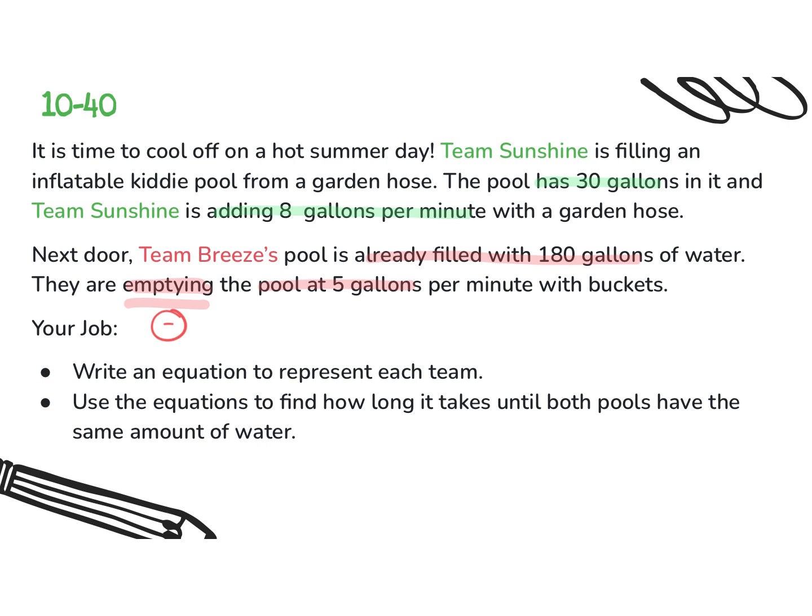Okay, so the first thing we're going to want to do is define each of our variables. We're going to write an equation to represent each team, and we're going to use the equations to find out how long it takes both pools to have the same amount of water. So that is our key: both pools have the same amount of water. We're going to have a y variable and an x variable. The y variable is going to be the amount of water. And the x variable, going back up here, we're adding this per minute, so the x variable is minutes.